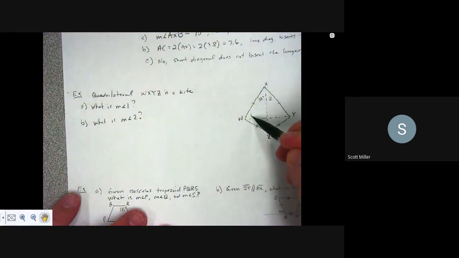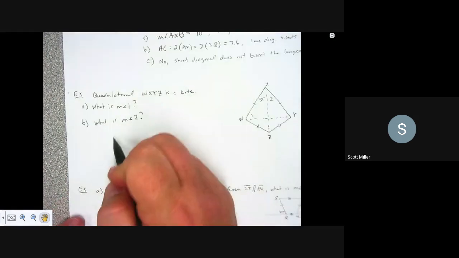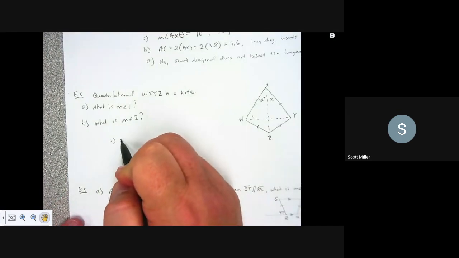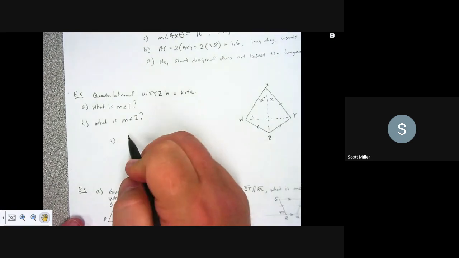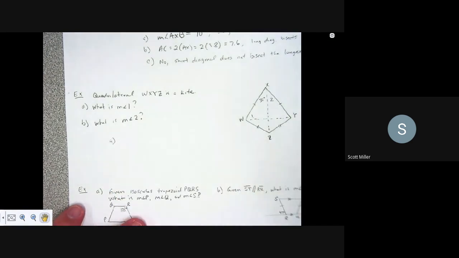Okay? What is the measurement of angle 1, which is right here? And then we're going to find the measure of angle 2 from right here. So what is the measure of angle 1? Well, what characteristic do I know? I know that the diagonal, there's a lot of ways to answer this, by the way, I know that the diagonals are perpendicular to each other.